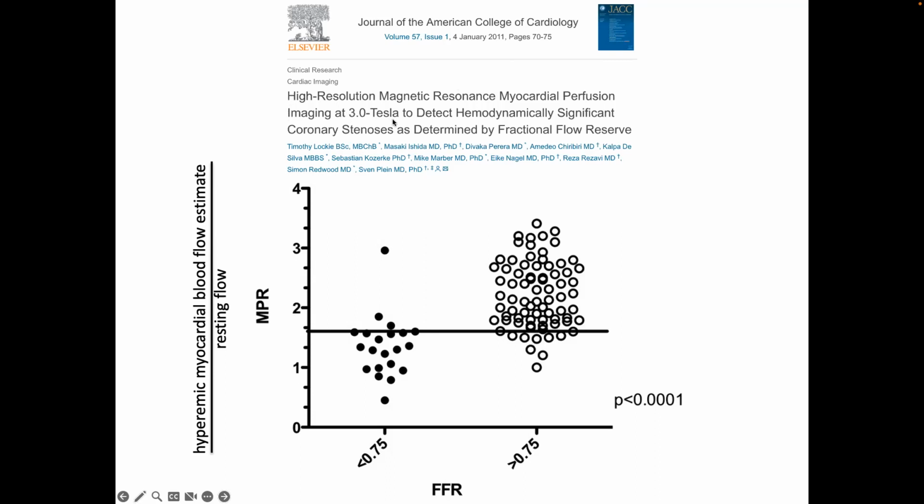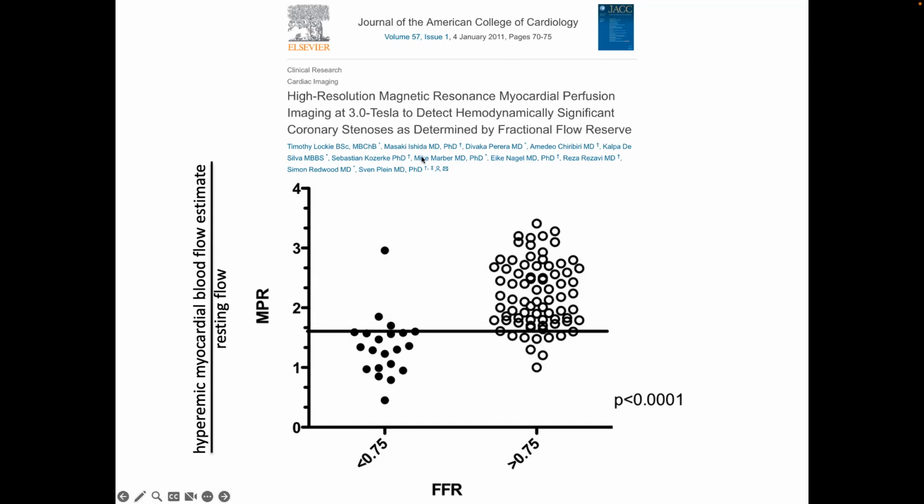where they took 3 Tesla MRI and did fractional flow reserve in those patients. And remember what fractional flow reserve was. You take a catheter and you put it in that vessel. You measure pressure distal to a lesion. You measure pressure proximal to a lesion during some kind of demand like adenosine injection. And then if the pressure drops by more than 20%, you say that patient is abnormal. That lesion is significant.